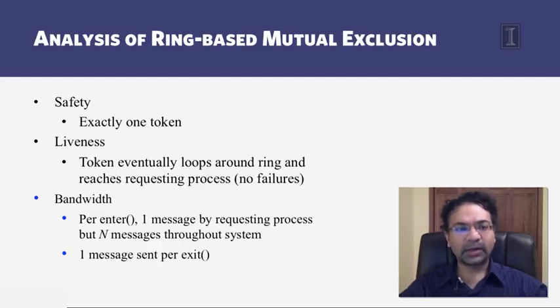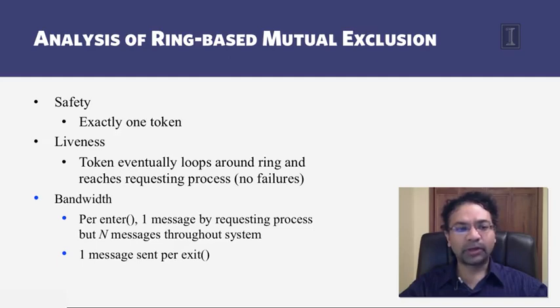So why does this guarantee safety? Well, there is exactly 1 token, and for the same reasons as in the central mutual exclusion algorithm, safety is guaranteed here. Liveness is guaranteed because there is a finite number of processes in the ring, and the token eventually loops around and reaches the requesting process. This, of course, assumes no failures, which means that the token is not lost and that the ring stays intact.